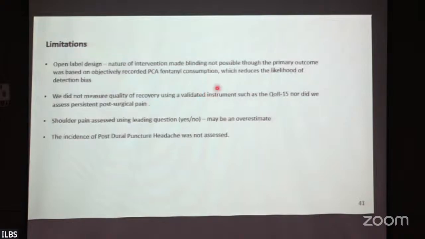Limitations: the nature of the intervention prevented blinding. It was open label, but however, bias of fentanyl consumption was removed using an IV-PCA, which was objectively recorded. We did not measure the quality of recovery using a validated instrument, such as the quality of recovery scale. And shoulder pain was assessed using a leading question, which is yes or no, and it can be an overestimate. The incidence of PDPH was not assessed.